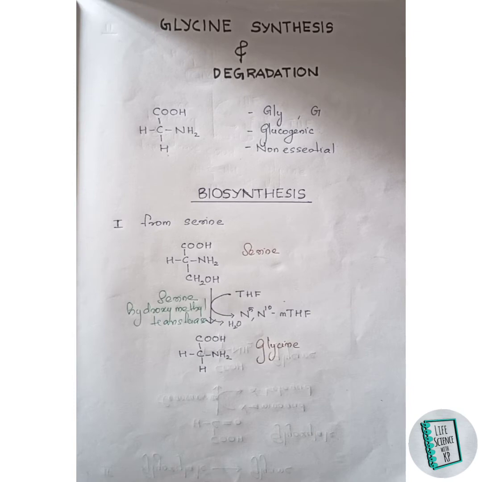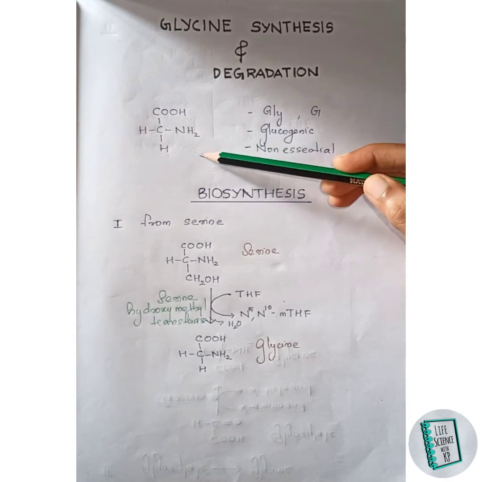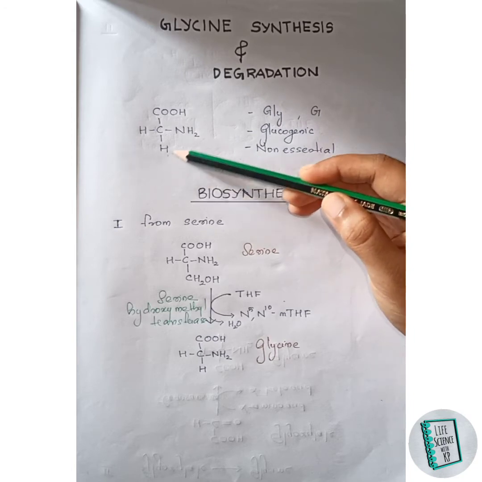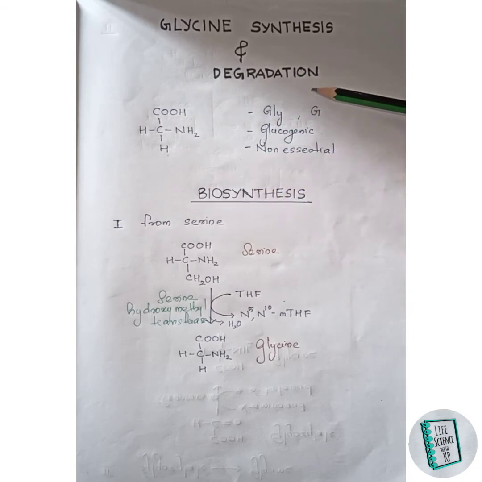Today we will be discussing the synthesis and degradation of glycine. This is the structure of glycine. Its R group is represented by a hydrogen. The three-letter representation of glycine is GLY and the single-letter representation is capital G. Glycine is a glucogenic amino acid. It is also a non-essential amino acid.